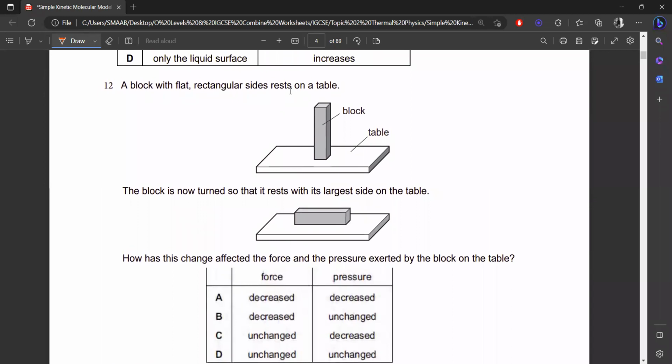Question 12. A block with a flat rectangular side rests on a table. The block is now turned so that it rests with its largest side on the table. How does this change affect the force on and the pressure exerted by the block on the table? So that is related to force, pressure, and area. If you remember the formula, pressure equals force over area. So area is now increased, right? So pressure will decrease.